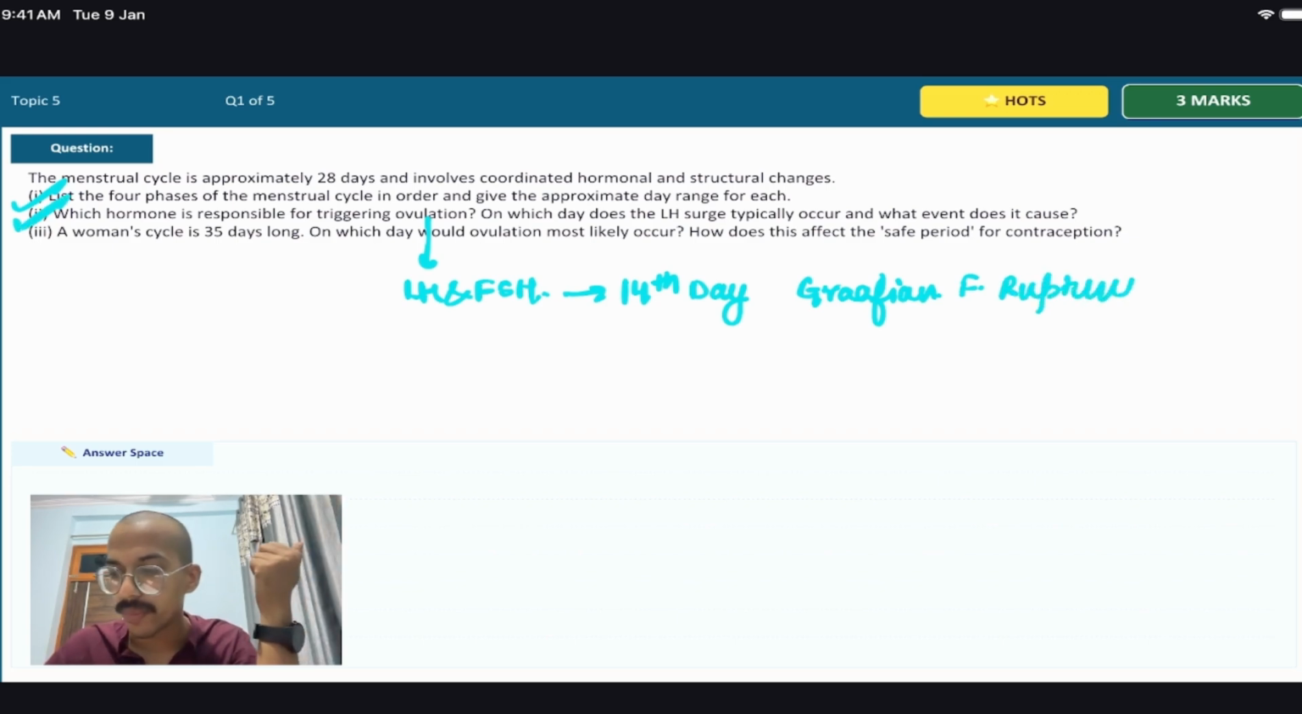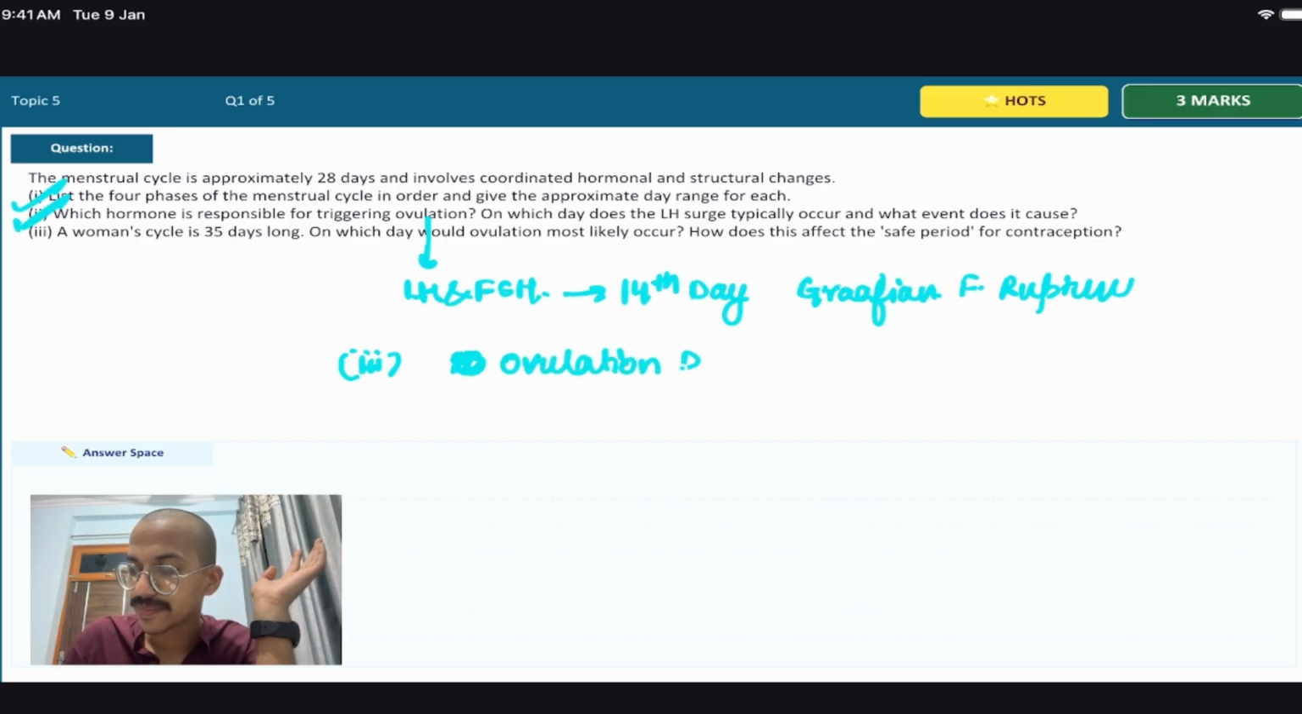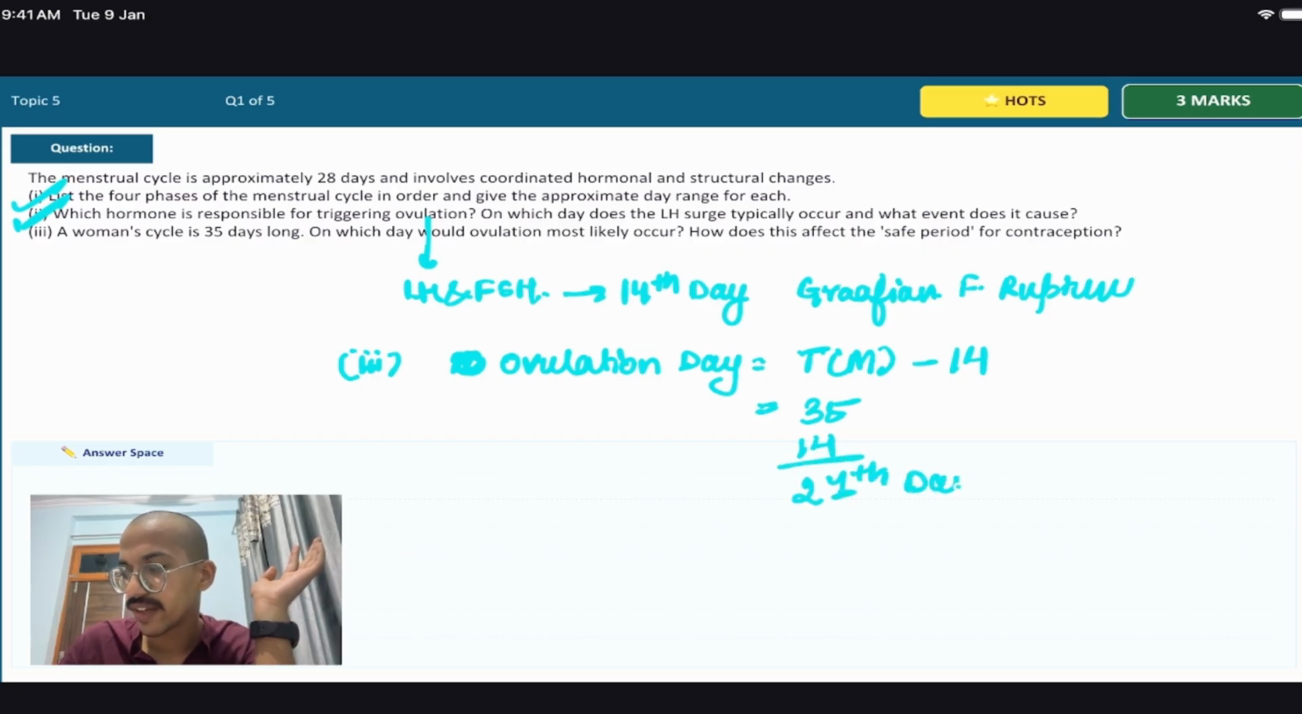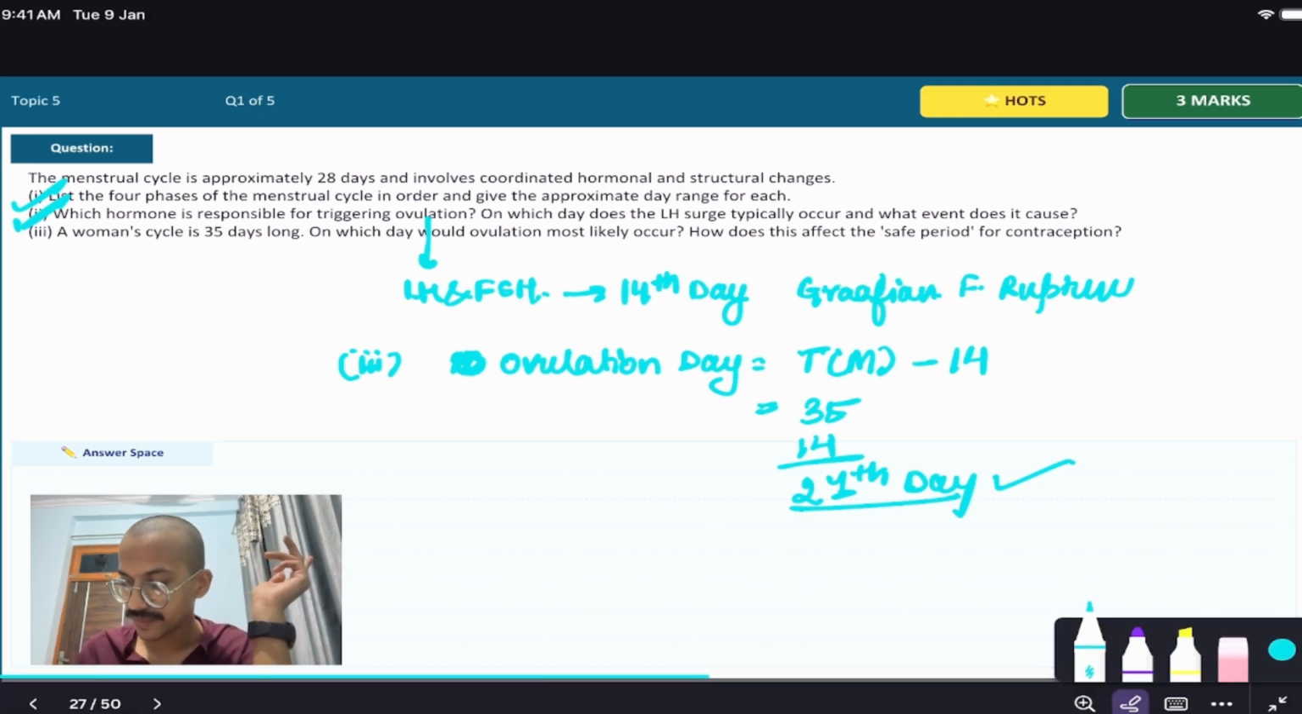Then comes: a woman's cycle is 35 days long. On which day does ovulation occur? Now you should always remember the luteal phase is very constant at 14 days. So you can tell the day of ovulation: total number of menstrual days minus 14, that is 35 minus 14, that is the 21st day. Ovulation will occur then. Moving on to the next question.